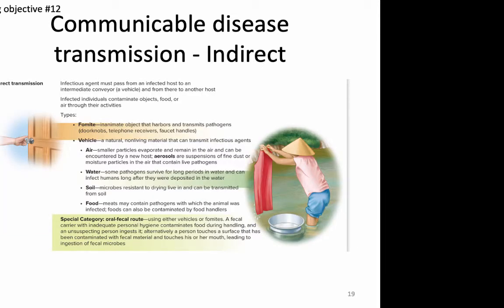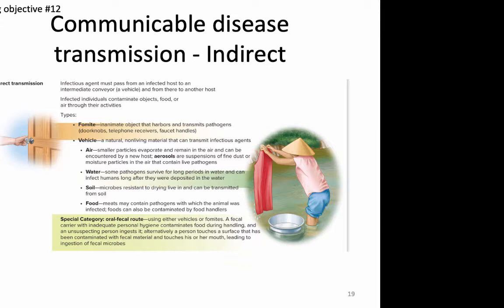We also have indirect transmission of microbes from one host to another. So these are when the hosts are not in direct contact, but the microorganism is shared through some indirect means. So we have fomites, which are inanimate objects that can harbor or transmit pathogens. We have vehicles, which can be air, water, soil, or food.